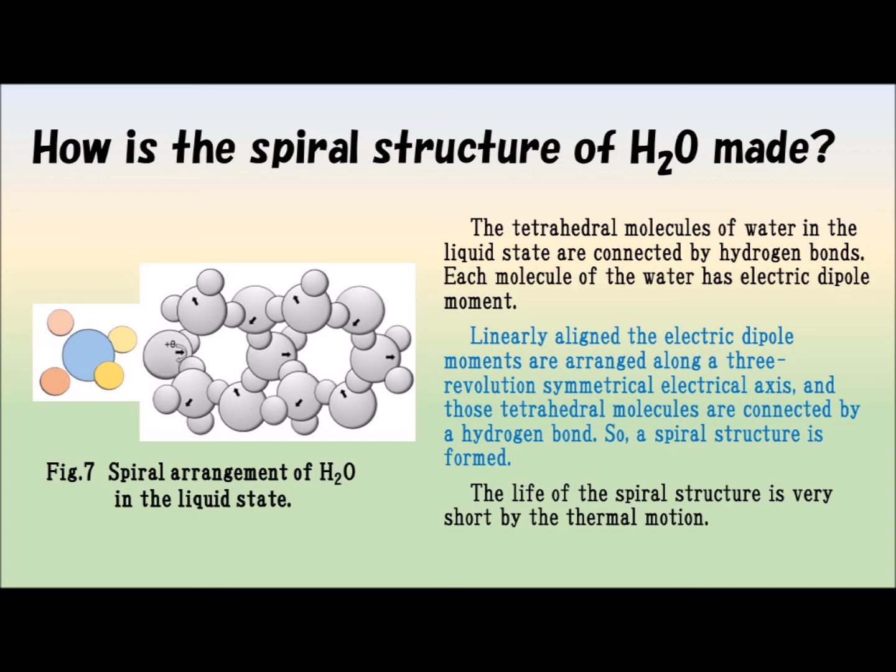How is the spiral structure of H2O made? Figure 7 shows a spiral arrangement of H2O in the liquid state. The tetrahedral molecules of water in the liquid state are connected by hydrogen bonds. Each molecule of the water has an electric dipole moment. Linearly aligned, the electric dipole moments are arranged along a 3-revolution symmetrical electrical axis, and those tetrahedral molecules are connected by hydrogen bonds. So, a spiral structure is formed. The life of the spiral structure is very short because of the thermal motion.